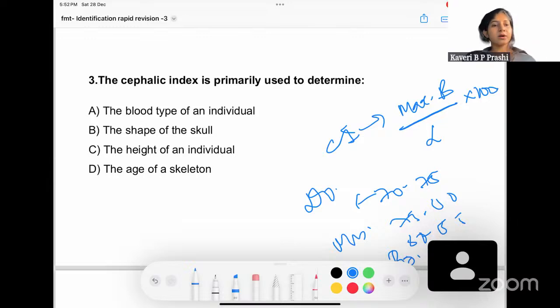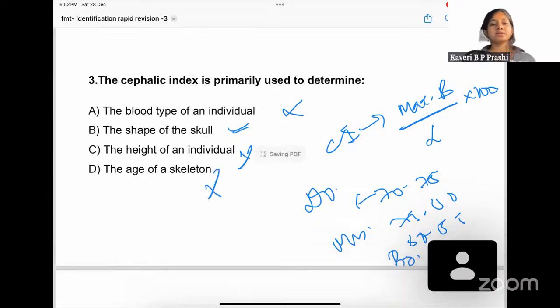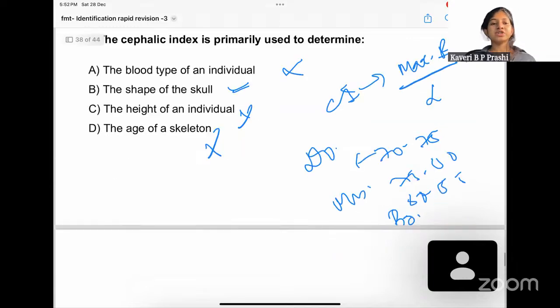Let's look at the options. The blood type of the individual? No. Shape of skull? Could be. The height of the individual? No. With the skull? No, you can't do that. The age of the skeleton? No. So what is the right answer for this question? The right answer is option number B, the shape of the skull.